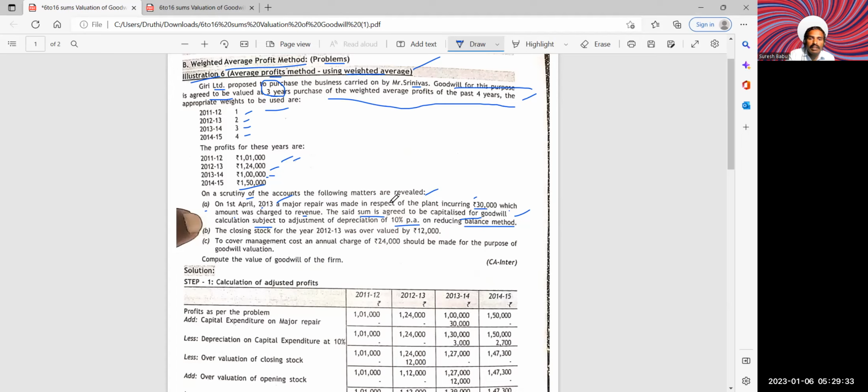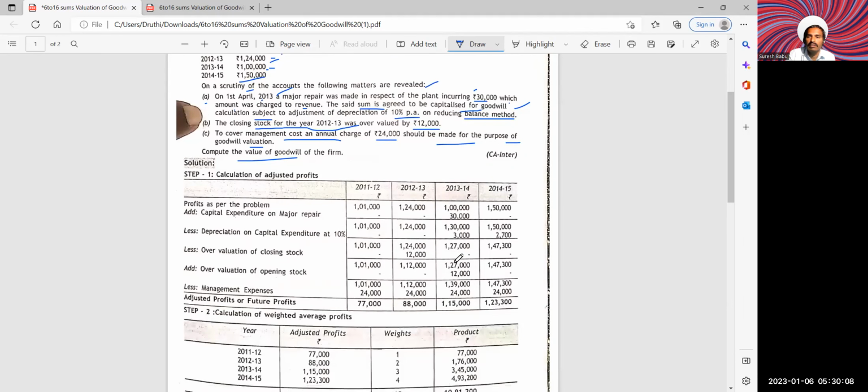On scrutiny of the accounts, the following matters. Second point, the closing stock for the year 2012-13 was overvalued by 12,000 rupees. For 12-13, overvalued, so subtracted. For the next year, you have to add it. Overvaluation of closing stock. Third, to cover management cost, an annual charge of 24,000 should be made for the purpose of goodwill valuation. That means every year 24,000 is to be subtracted. Compute the value of the goodwill of the firm.